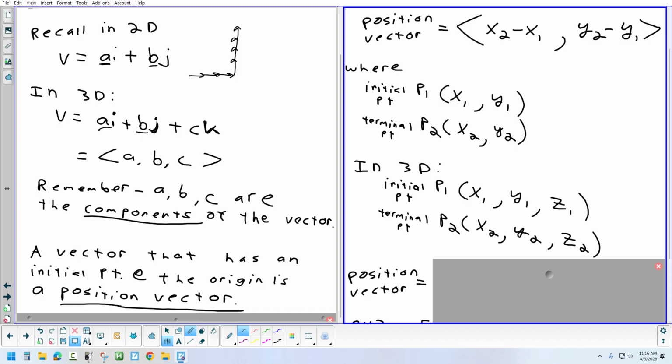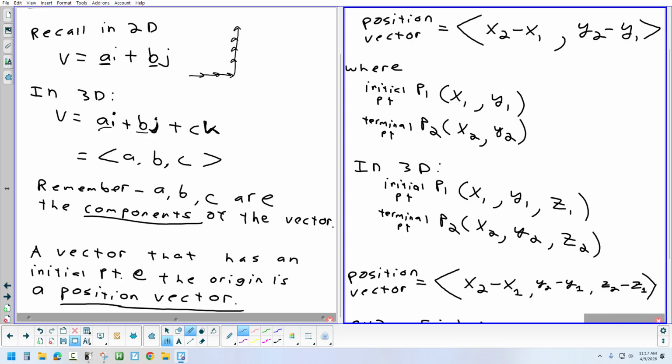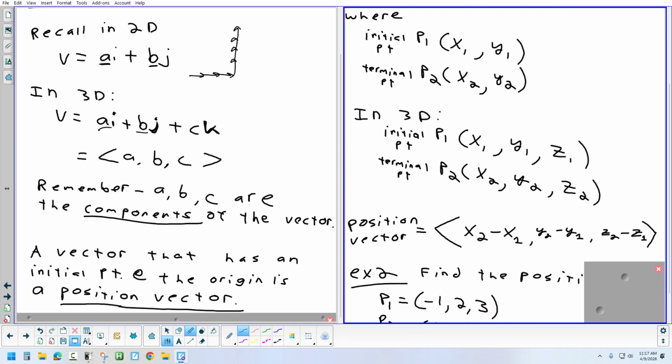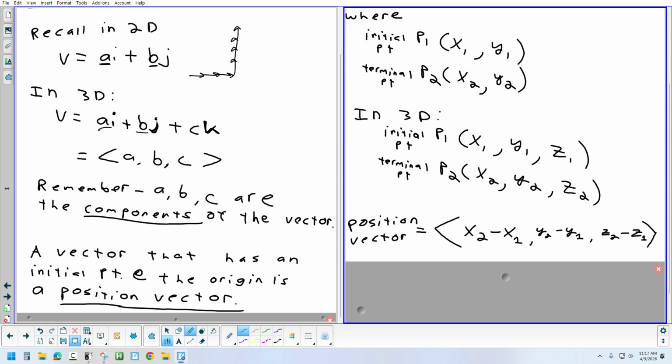Yep. Adding z. Can you explain to me how it would look? You do comma z2 minus z1. And what would you start with? Oh, x2 minus x1, yep. y2 minus y1, yep. z. That, yeah, z's. And then you'd have the z2 minus z1. Okay, so that's extending the position vector formula to 3D. It's the difference in the x's, comma, difference in the y's, comma, and the difference in the z's.